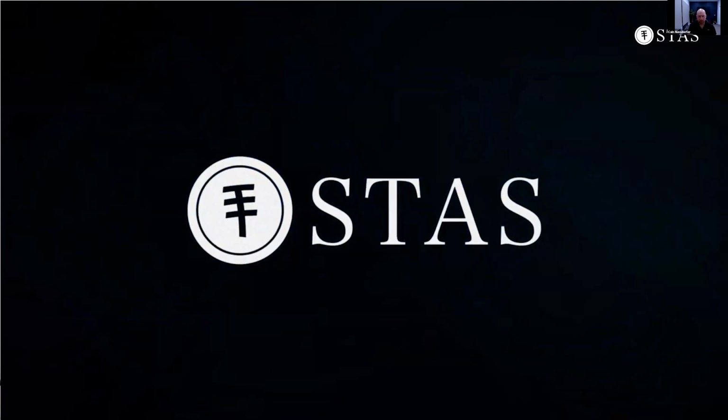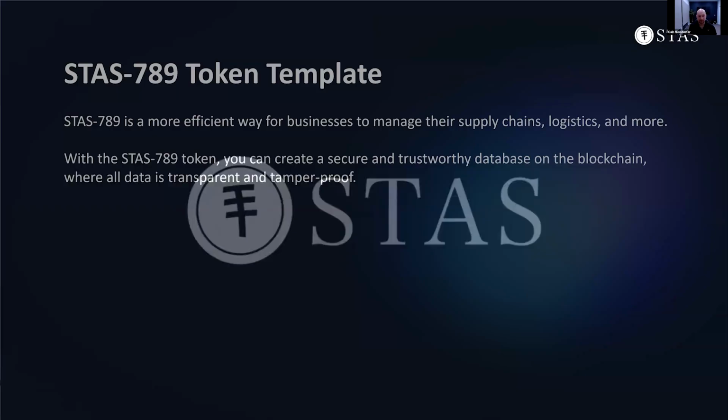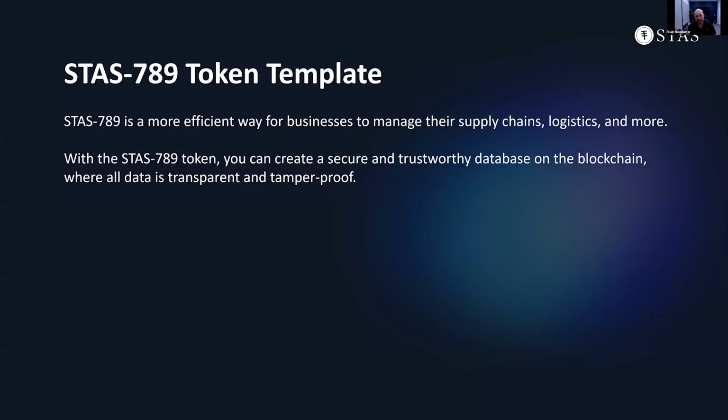Okay, so that's the little promo video we have for the STARS 789 token. It's called 789 because the idea is that you can append more data to the token in an immutable fashion. We had different names in the past, and this is the one we came up with in the end.